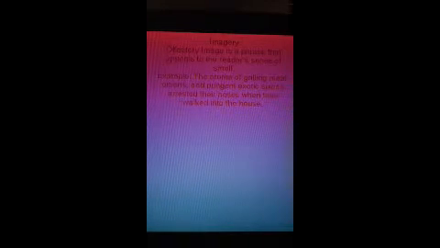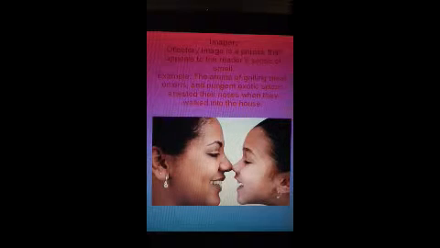Olfactory imagery is a phrase that appeals to the reader's sense of smell. The example we have here, the aroma of grilling meat, onions, and pungent exotic spices arrested their noses when they walked into the house.